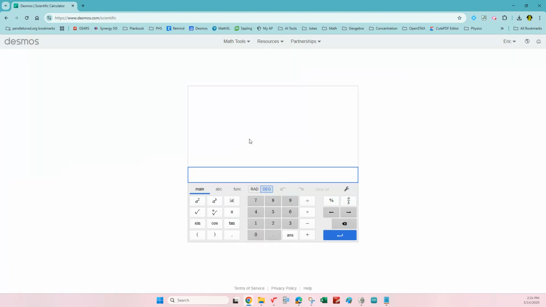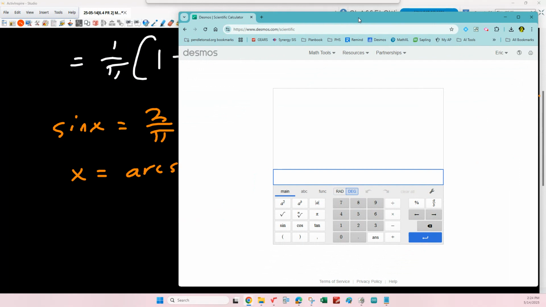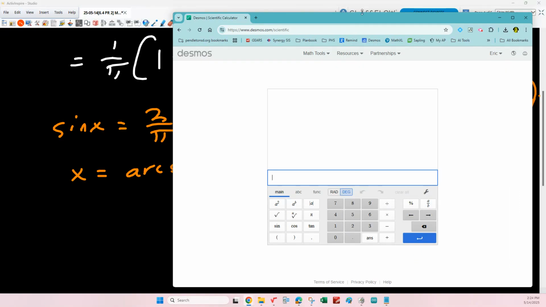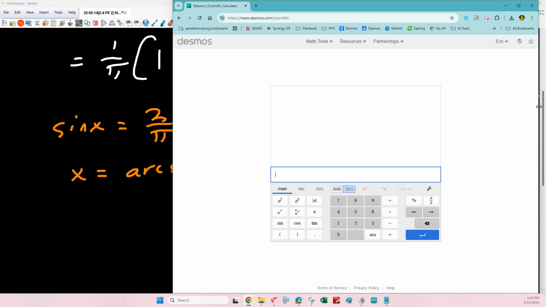No, that's not the one I'm thinking of. What's the mistake that some of you are going to make carelessly because you're going to forget to do this? What's it going to be? Look, it's in degrees mode. What do I need to be in? Radians mode. There you go.